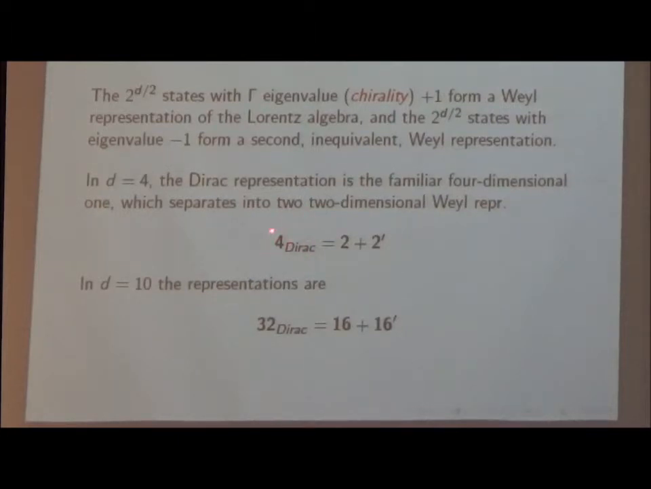So the dimension 4 Dirac representation splits into a two-dimensional Weyl representation with chirality plus 1 and a two-dimensional Weyl representation with chirality minus 1. So I will put a prime when the chirality is minus 1. Okay? So similarly, in 10 dimensions, the 32-dimensional Dirac representation can be split into two Weyl representations, each with dimension 16, one with chirality plus 1, and the other one with chirality minus 1.